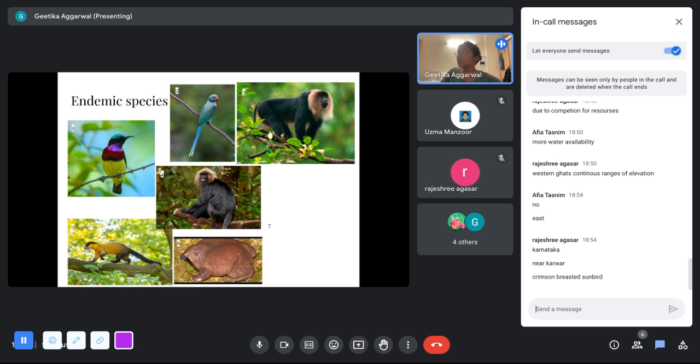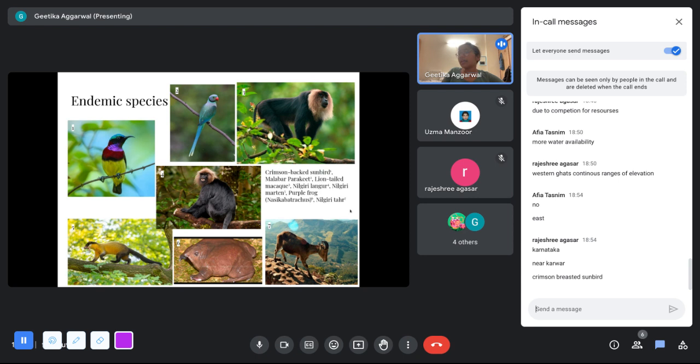One second. Let's see. So this is the purple frog, which is also called Maveli in the local areas. This is called Nasikabatrachus. This is the Nilgiri tahr. It is also endemic to the Western Ghats. It's only found here. And yes, that is the Nilgiri marten. I had forgotten its name. It's a small carnivore species, the Nilgiri marten.